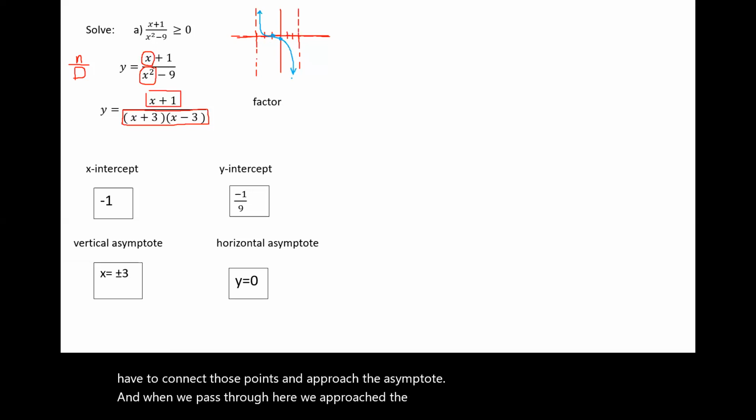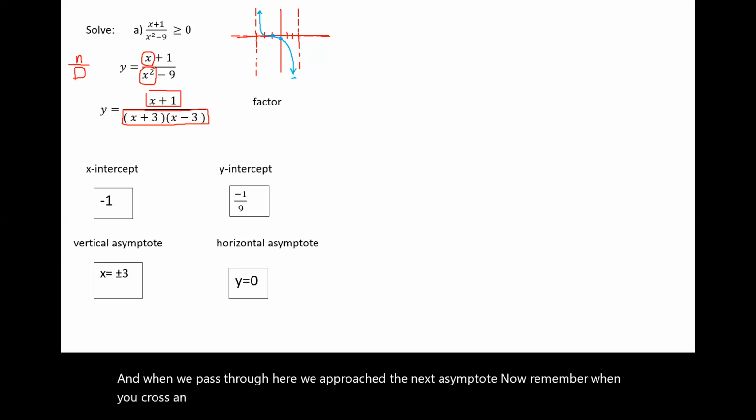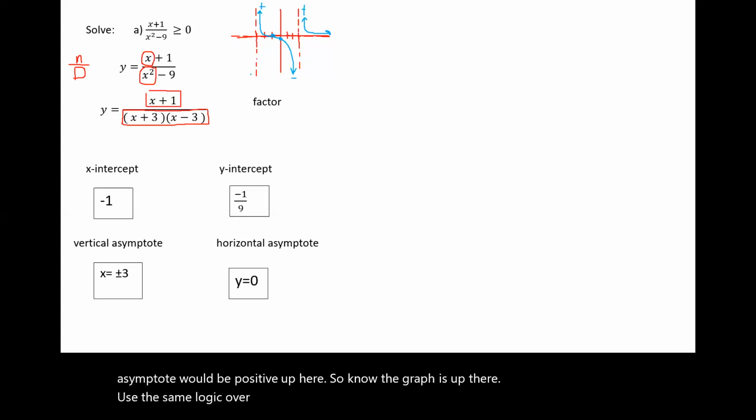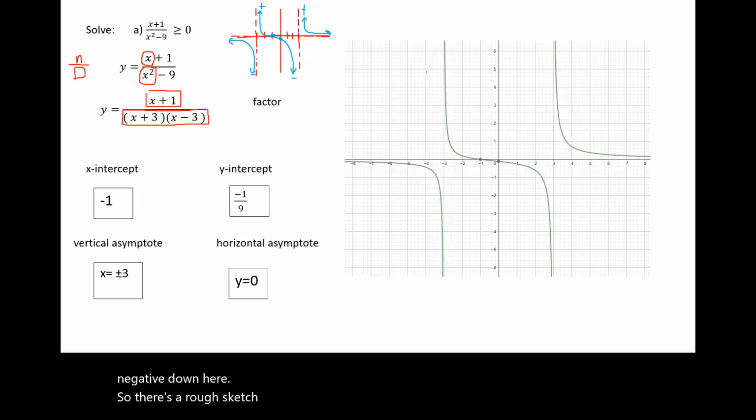Now remember, when you cross an asymptote, you change your sign. So we're negative on this side of the asymptote, we'd be positive up here. So we know the graph is up there. Use the same logic over here. Positive on this side of the asymptote, change sign means we're negative down here. So there's a rough sketch of our graph. Here's a slightly nicer one.